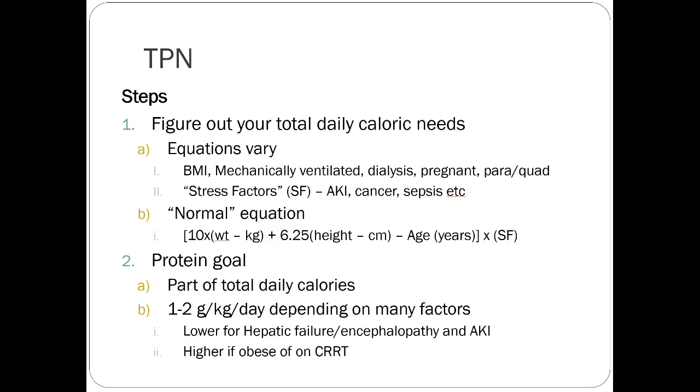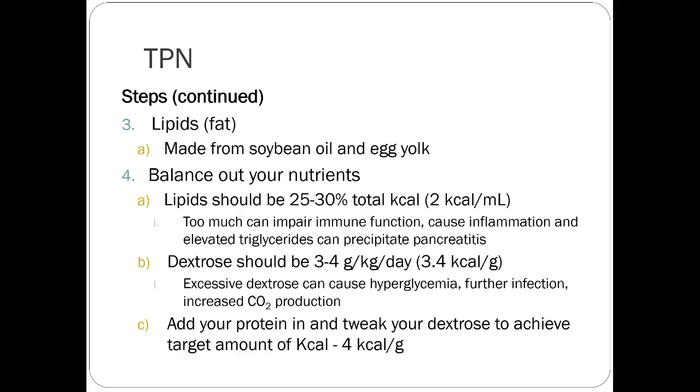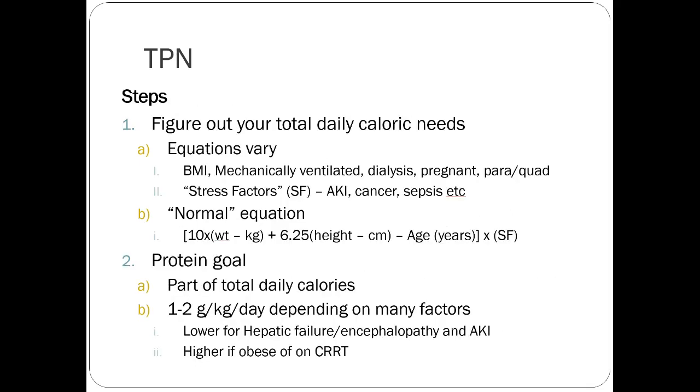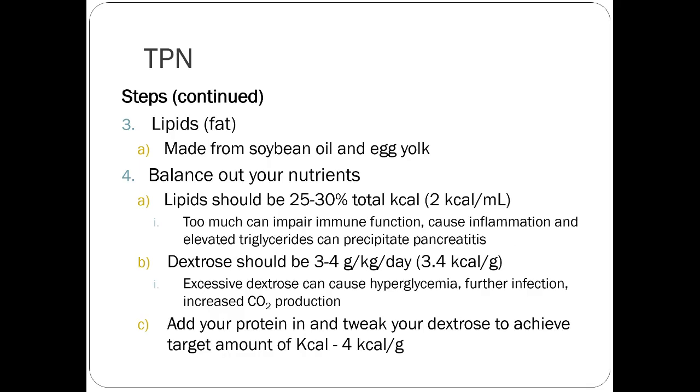For protein goals, it's going to be part of your total daily calories. So this is the second thing you calculate. Once you get your total daily calories, you want to figure out how much of that protein is going to take up. So 1 to 2 grams per kilo per day is your protein. And I didn't put it on here, but protein, lipids, and fat all correspond to a certain amount of calories per mil and how much you added in. But I don't want to get too in depth on some of this stuff because it gets a little confusing.